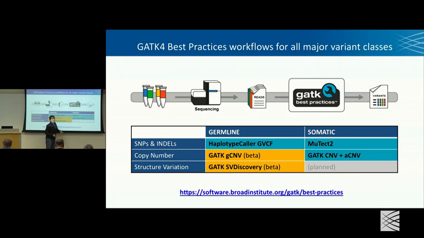Three in blue are production worthy, so they've been thoroughly validated, and they're used in production, including in the Broad's genomics platform. And then there are a couple of pipelines that are actively being worked on, germline CNV and germline structural variation. But the goal is to have fully productionized workflows for calling variants of all the major classes, both for germline and somatic contexts. Okay? These workflows are called the best practices workflows.